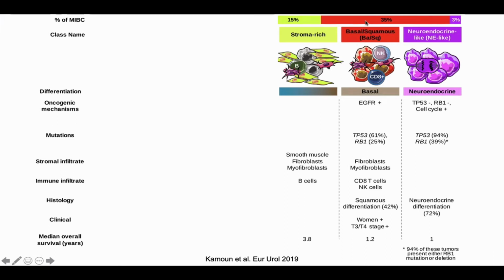Basal squamous is the biggest group, and I'm going to come back to it because it appears to have the biggest benefit from chemotherapy. As the name implies, it often has squamous differentiation, so morphologically you can sometimes recognize that, and it is more common in women. It is by itself, without treatment, aggressive and has a poor prognosis, but as I said, it tends to respond to treatment. And then a small category over on the right-hand side here, only 3% are the neuroendocrine-like tumors.